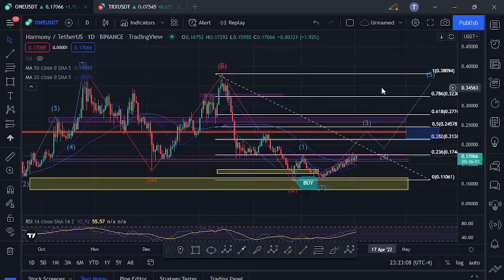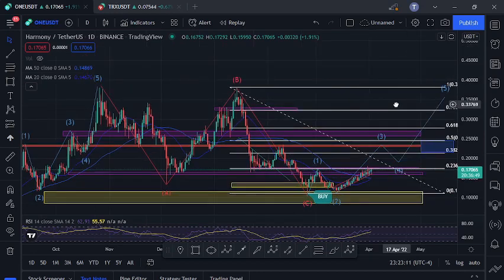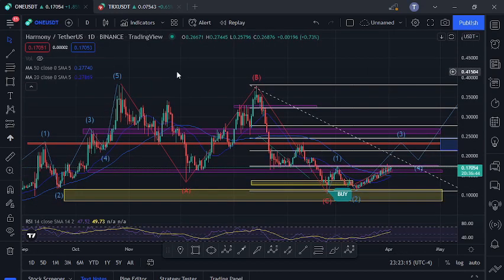From this daily chart I want to give the key expectations that I expect to see play out, also the key target zones, the key target supports that we need to hold, and the key resistances that we need to break above.